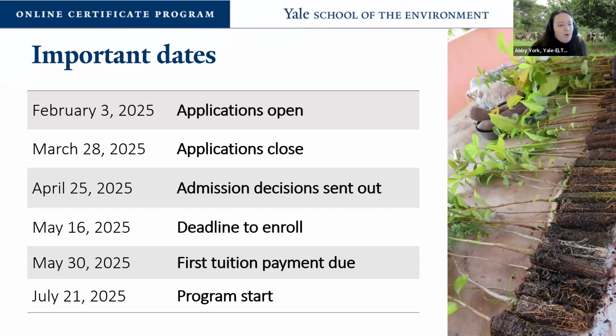I'd like to go through some important dates for the application cycle. I saw in the chat already some folks are asking when applications open. So that will be on February 3rd this year, and they will stay open until March 28th. On April 25th, admission decisions would be sent out. May 16th is the deadline to enroll. May 30th, your first tuition payment would be due. And finally, the program will start on July 21st this year.